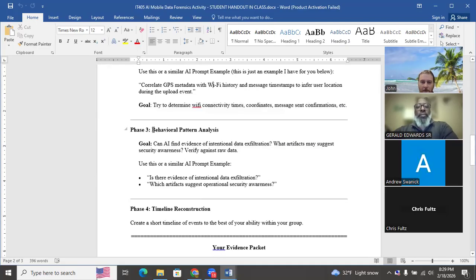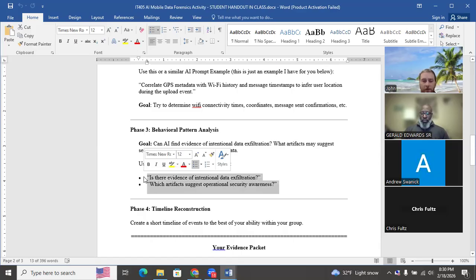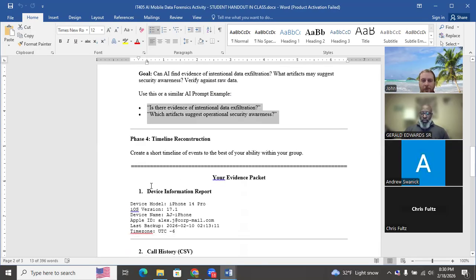And then the third one is behavioral pattern analysis, which is, can you use AI? Essentially, your goal is, can AI find evidence of intentional data exfiltration, and what artifacts may suggest security awareness? Somebody had their guard up. Are they looking for ways to bypass that? Can you verify that with the human element? Check it against the raw data. Again, I have some sample prompts for you, individually or in your group, to try. And then a short timeline construction, like what you did before.